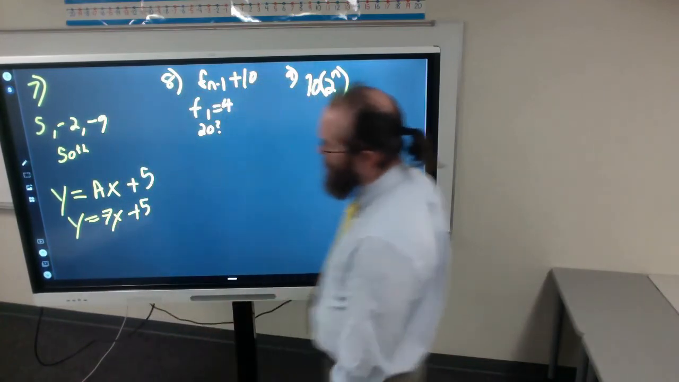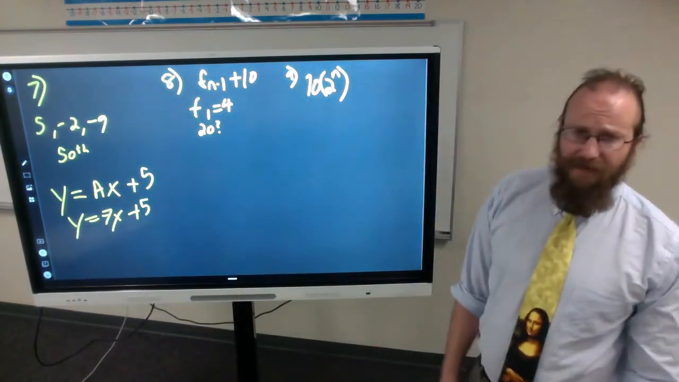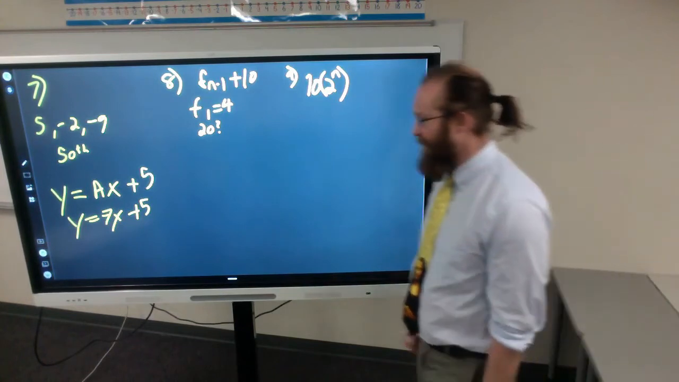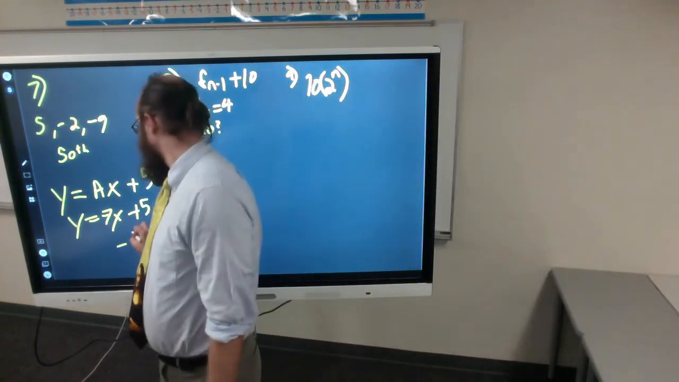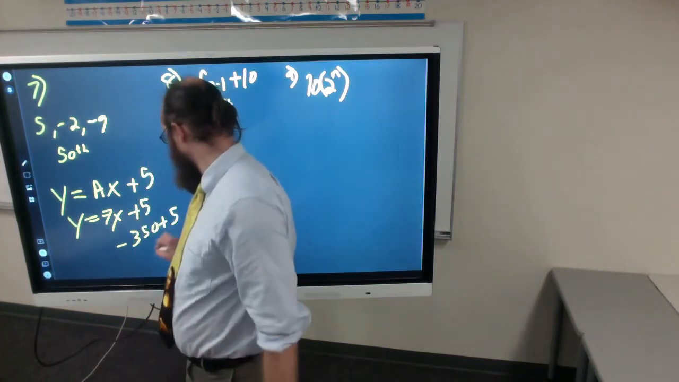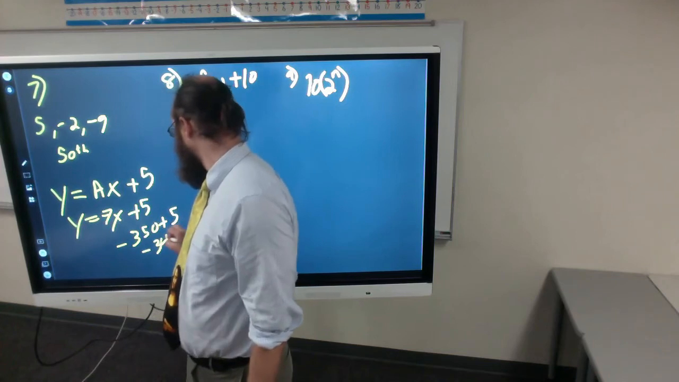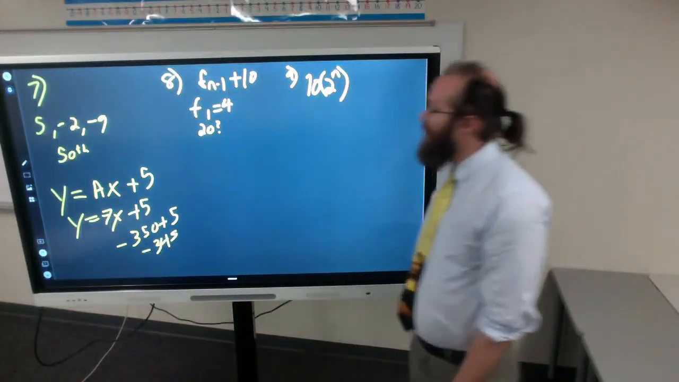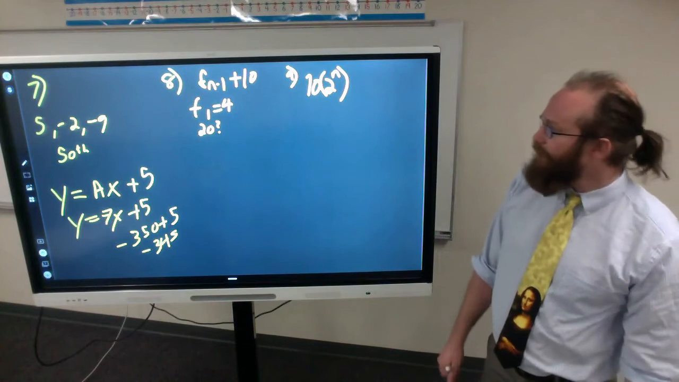If we were looking for the 50th term, -7 times 50 would be -350, plus 5 should be -345. All right. Number 8.